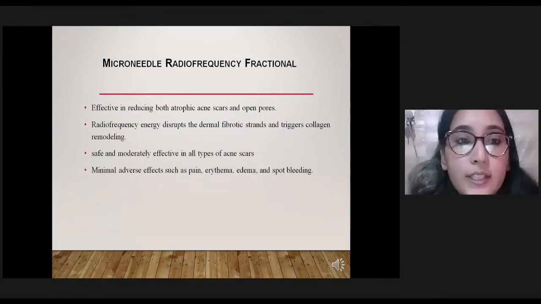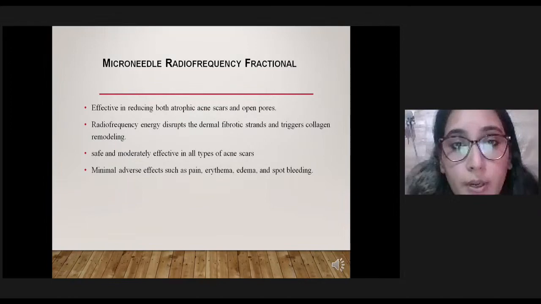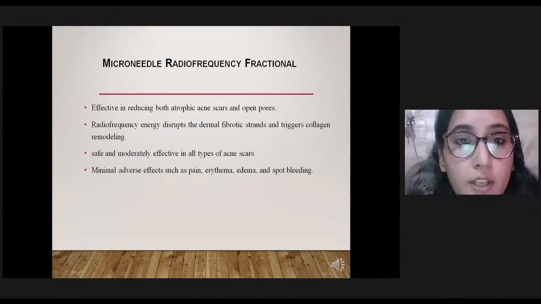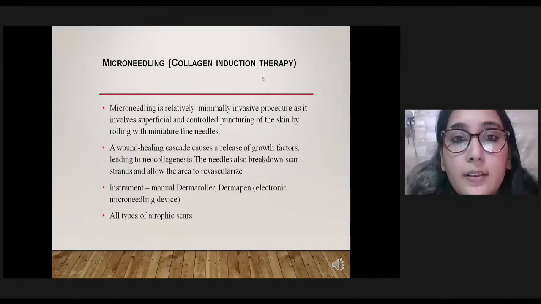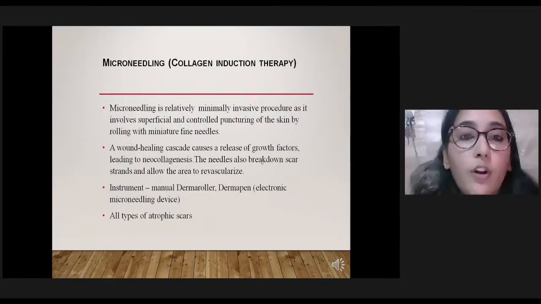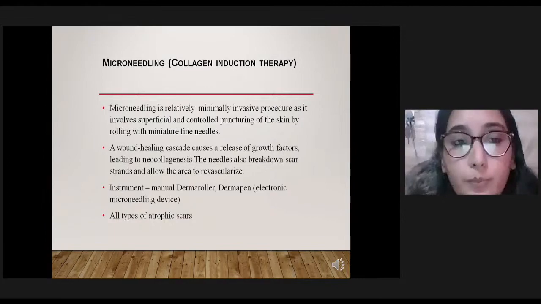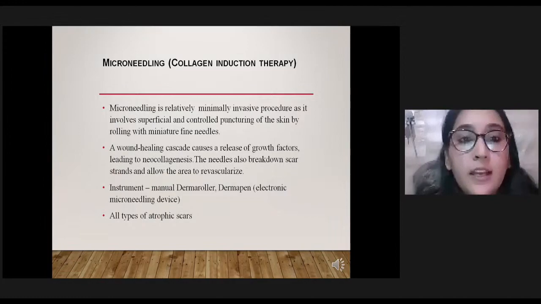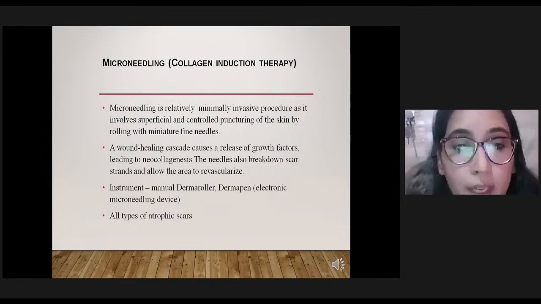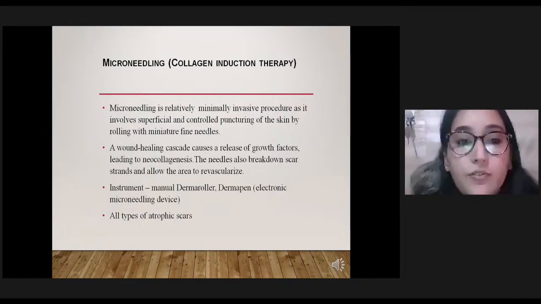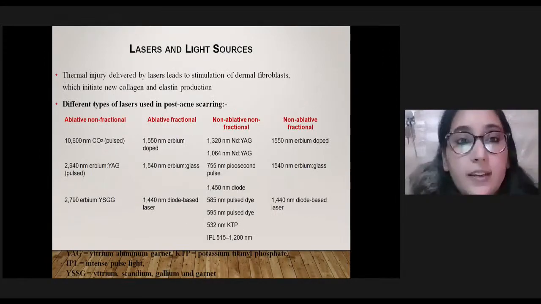Microneedle radiofrequency fractional: radiofrequency disrupts the dermal fibrotic strands and triggers collagen remodeling. It is useful in atrophic acne scars as well as open pores. Microneedling, or collagen induction therapy, is a minimally invasive procedure that involves superficial and controlled puncturing of the skin by rolling with miniature fine needles. Instruments can be used as a manual derma roller or electronic derma pen. It's useful in all types of atrophic acne scar. Best results are seen in rolling type of scars.